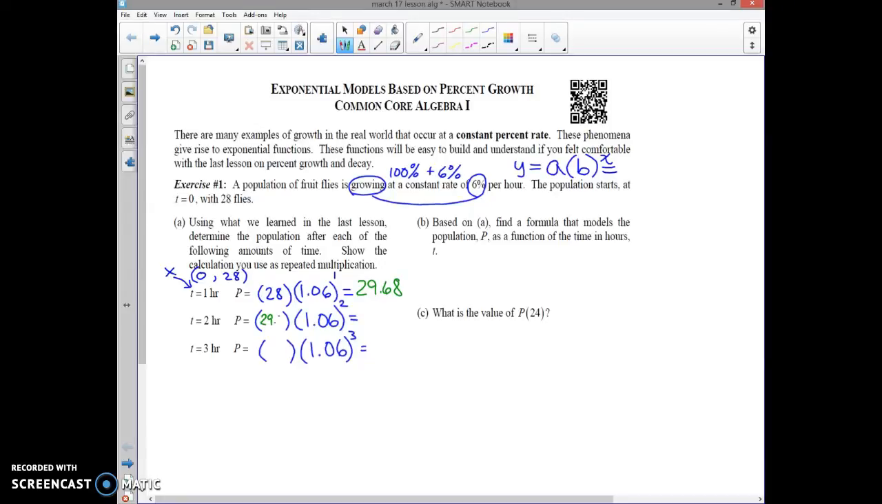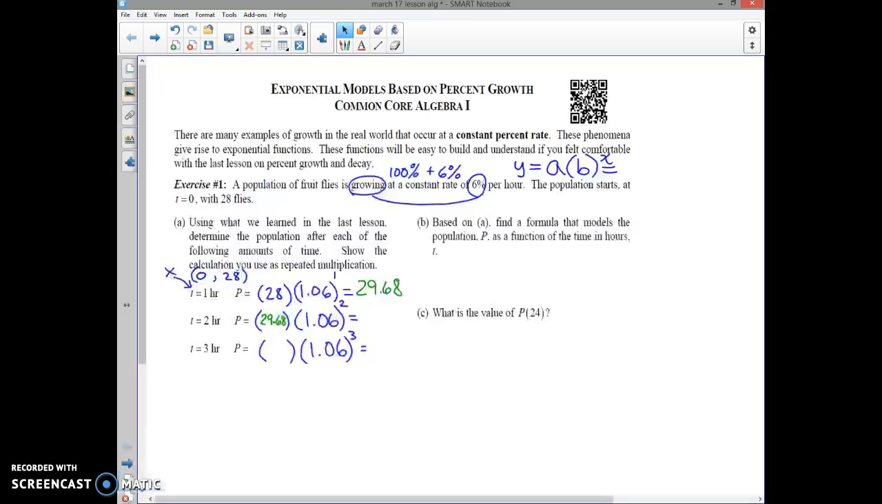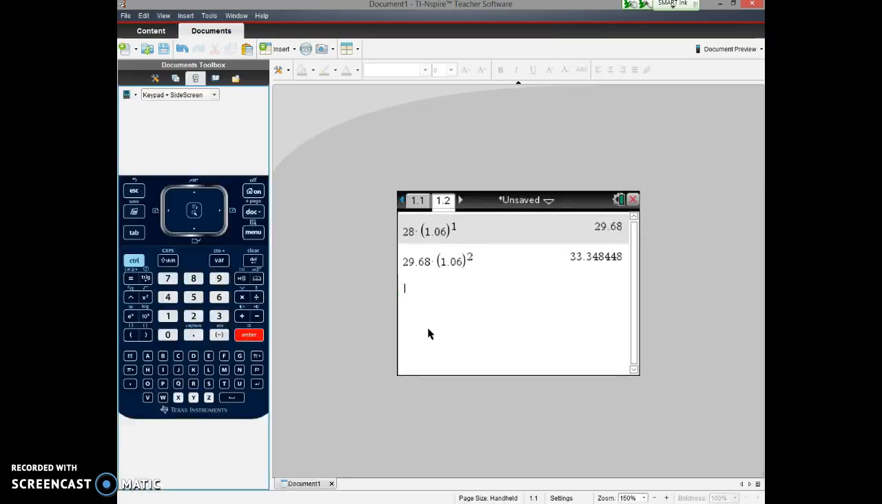That number now goes here because the second hour starts out with more flies than the first hour. So again, we go into our calculator. We take that answer. I personally am just going to copy it. We know that the growth rate is still 100% plus another 6%. This time, though, we are at the second hour, and so that becomes 33.348448. On our paper, we certainly can abbreviate a little bit. 33.348.